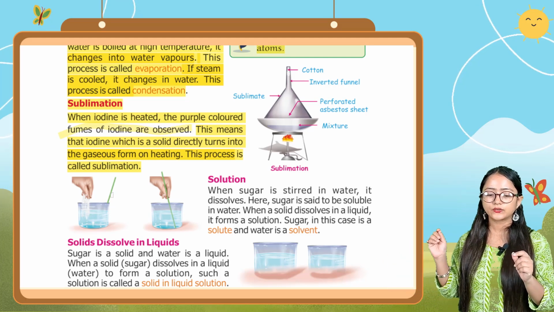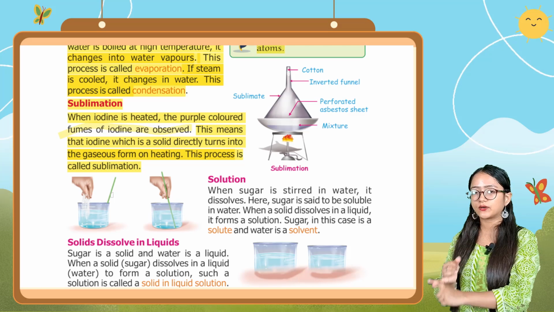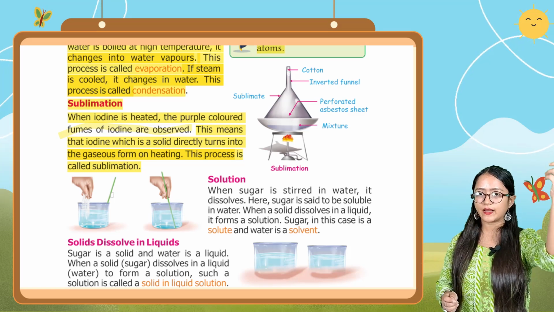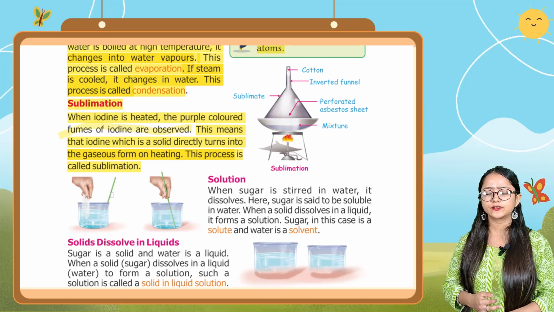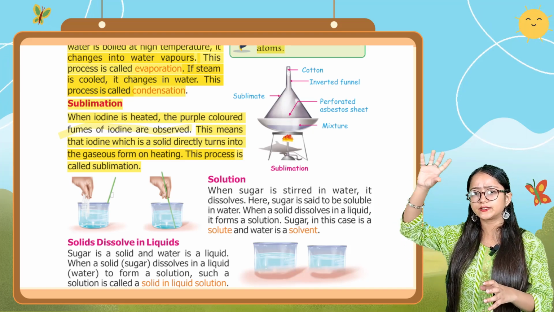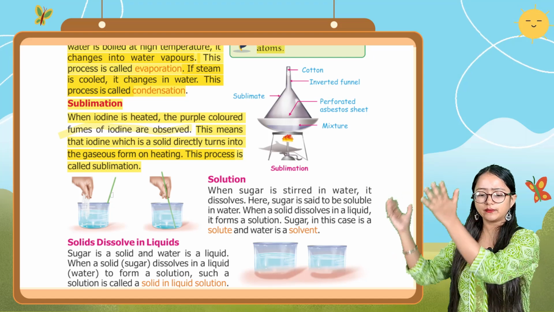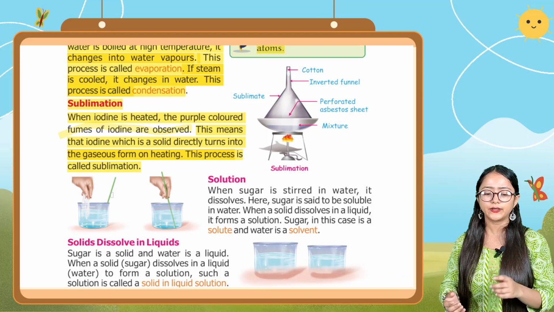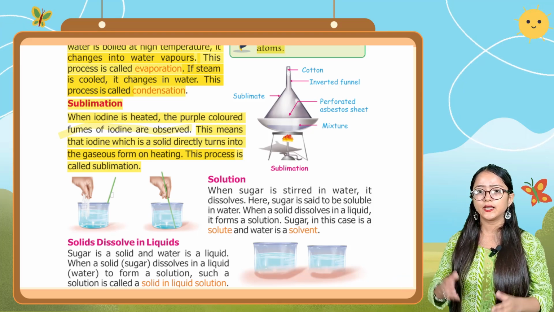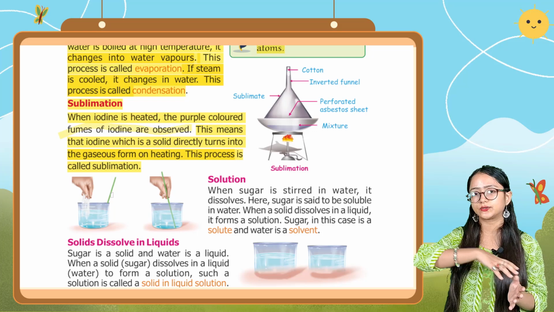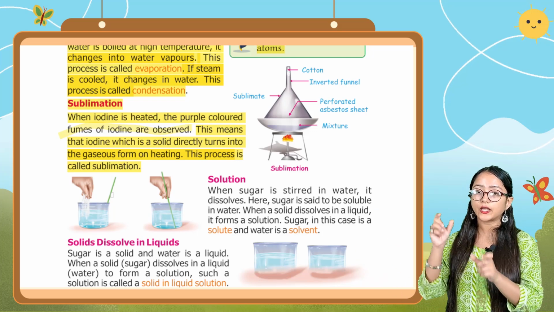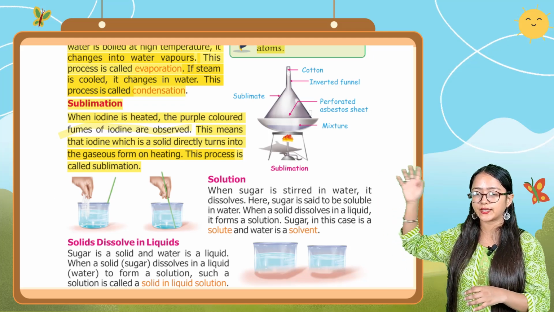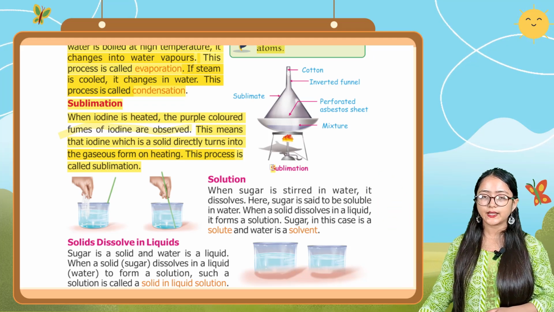In evaporation we saw that the liquid turns into the gaseous form. In condensation we saw that the steam, when cooled down, becomes liquid. But in sublimation, the solid is directly changing into the gaseous form. The iodine is directly changing into purple fumes, which go into the gaseous state, into the air, and that is known as sublimation.